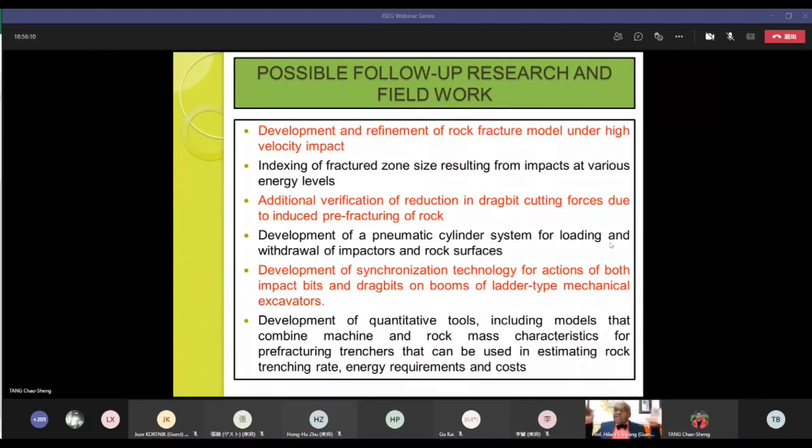Then development, finally, of quantitative tools, including models that combine machine and rock mass characteristics for pre-fracturing trenches, that can be used in estimating rock trenching rate, energy requirements, and costs.